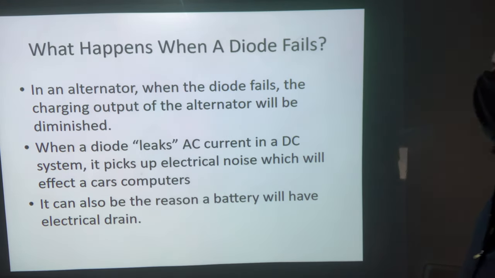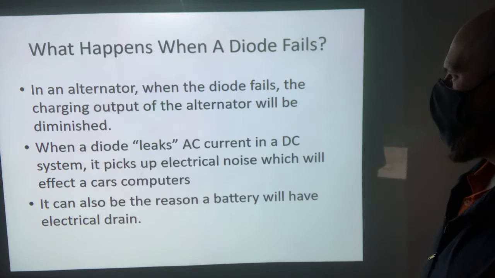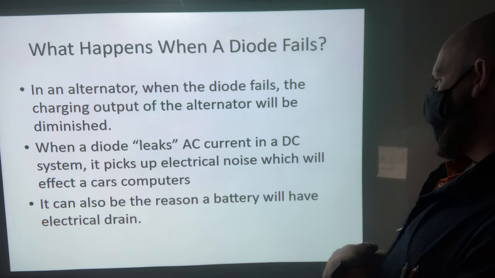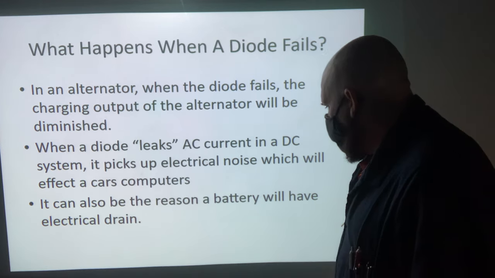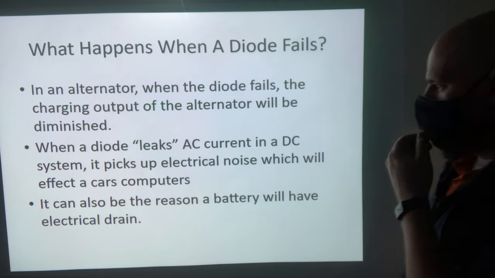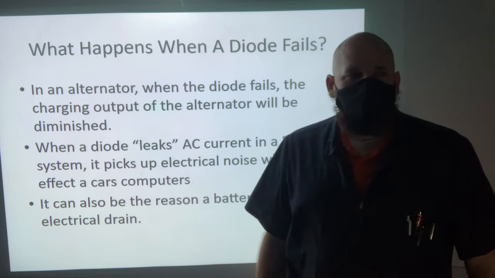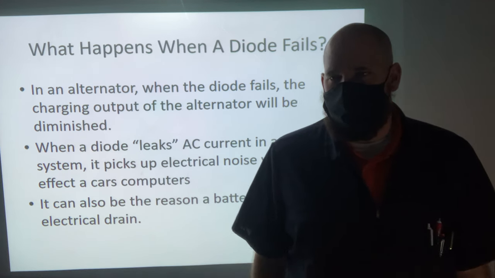What happens when a diode fails? In an alternator, when a diode fails, the charging output of the alternator will be diminished. When a diode leaks AC current into a DC system, it picks up electrical noise, which will affect the car's computers. And it can also be the reason a battery will have an electrical drain. Let's say you have a vehicle and the battery dies. Let's say you don't start it up for 2 days and the battery dies. You have to jump start every time, right?